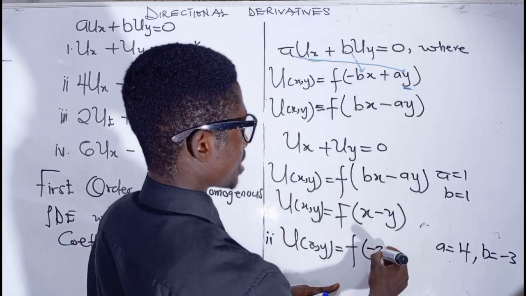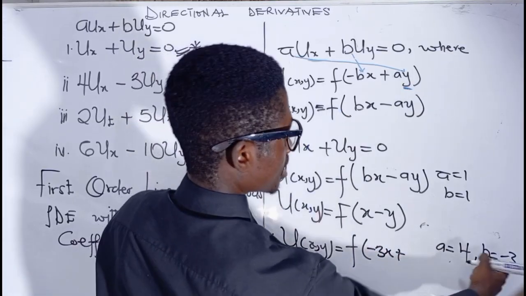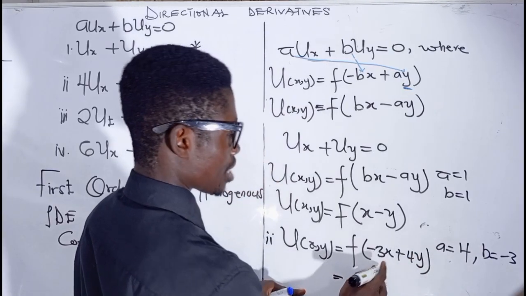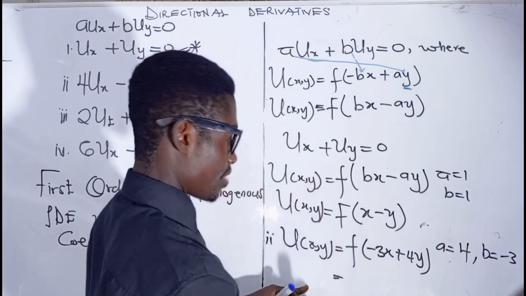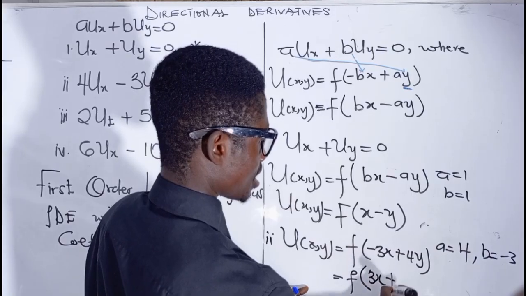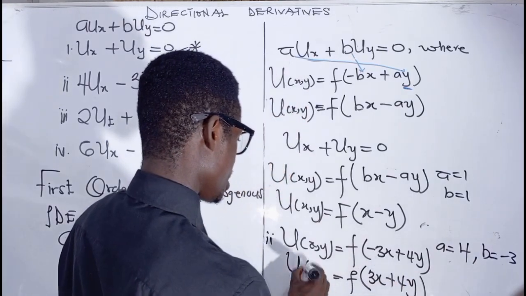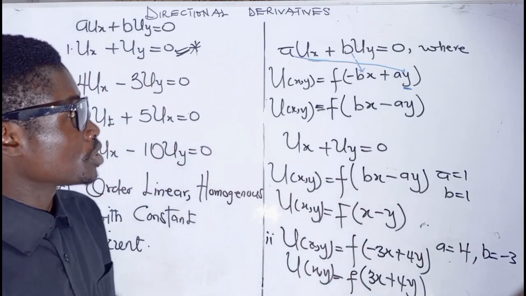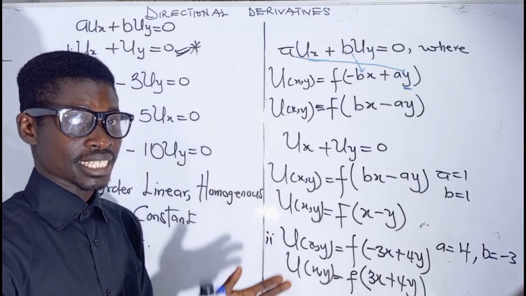So we have minus 3x and then plus what? Our A is what? 4. So we have 4y. Now once we have this, we negate any one of them. So let's negate the first one. So we have a function of this will give us 3x plus what? 4y. Very, very easy and simple. So general solutions to directional derivatives are very easy and simple.